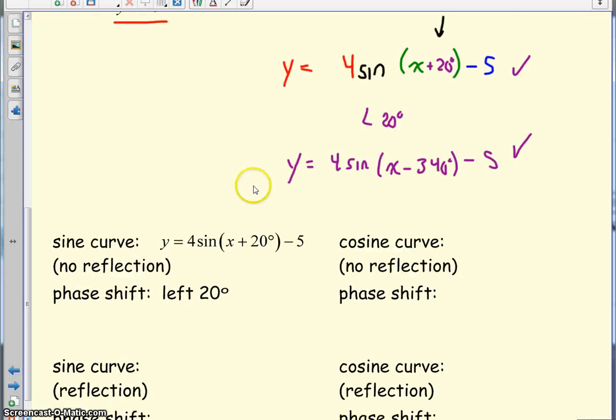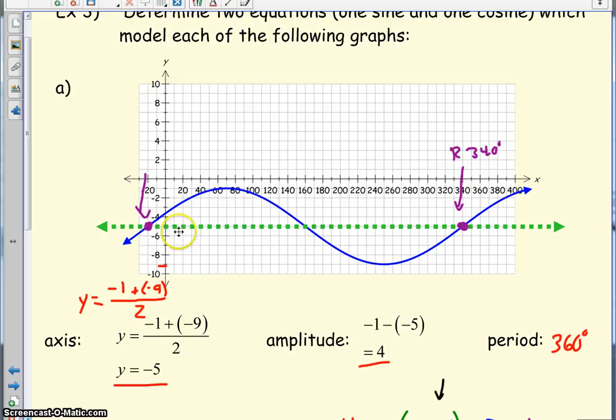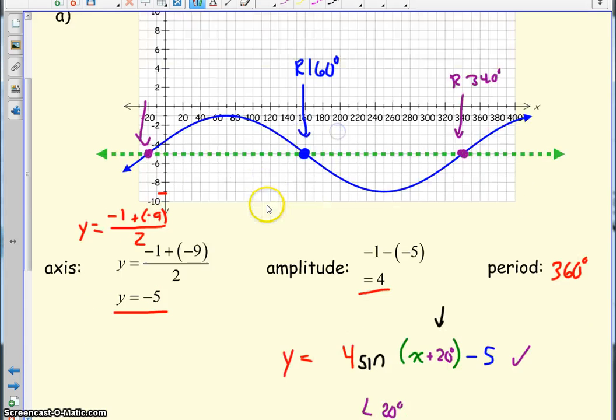So in our graph, we look for a spot where we're on the axis and then going downwards. And you'll see that happens right here. Okay, the graph is on its axis and then moving downwards. So this would be a phase shift, again, from 0 to positive 160, of right 160 degrees.